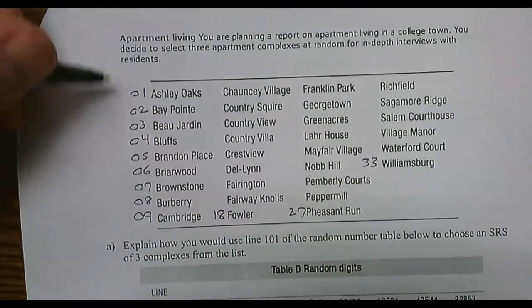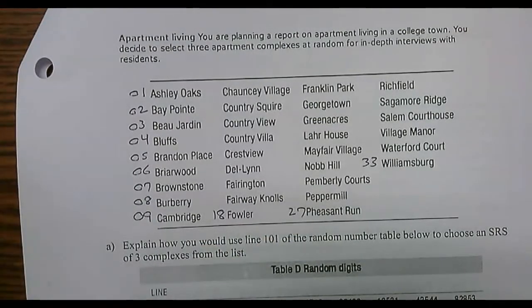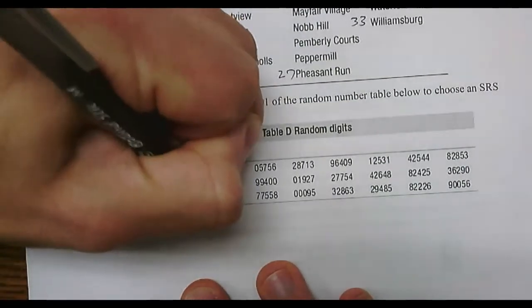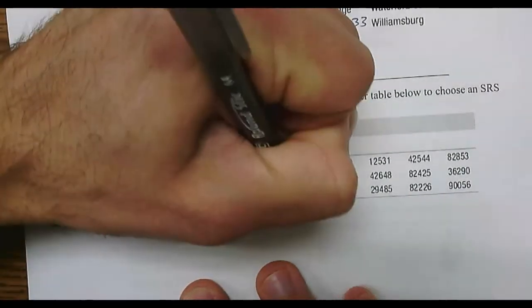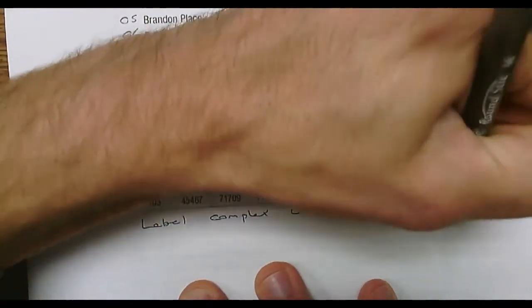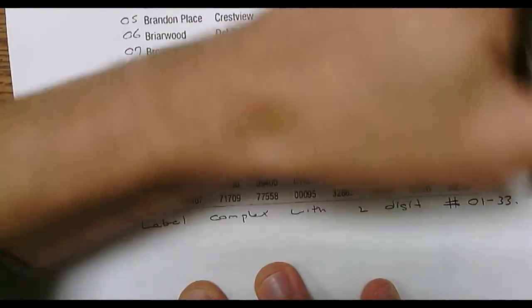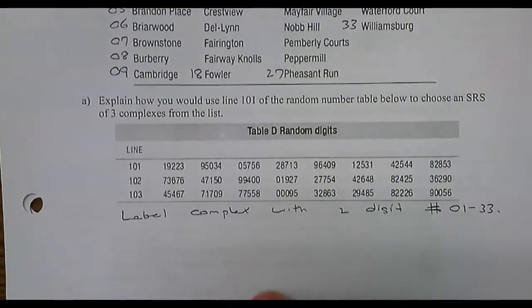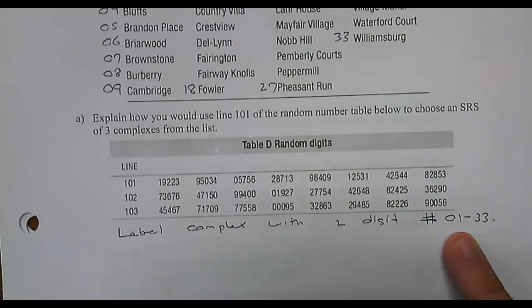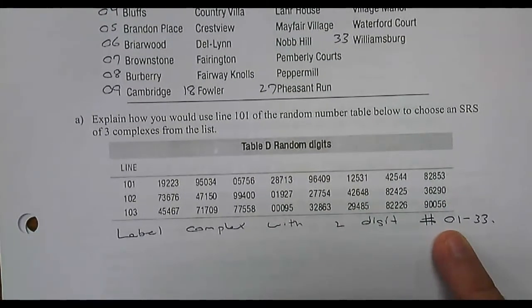So I'd label all the apartment complexes with a 2-digit number. So that's going to be the first step. Label the complexes with a 2-digit number, 01 to 33. You have to be consistent and use the same number of digits for all of them. So I can't just use 1 digit for the 1-digit ones. So that's why I have to use 01, 02.